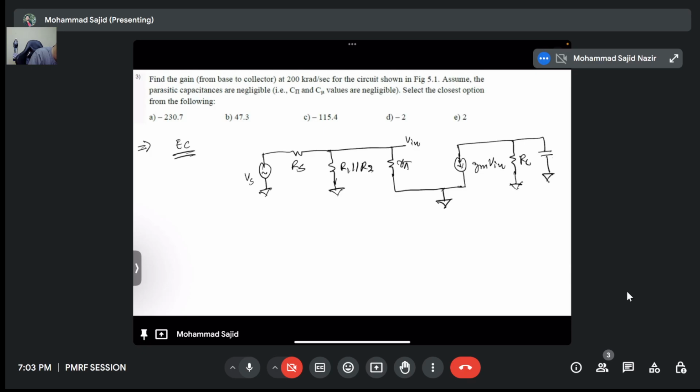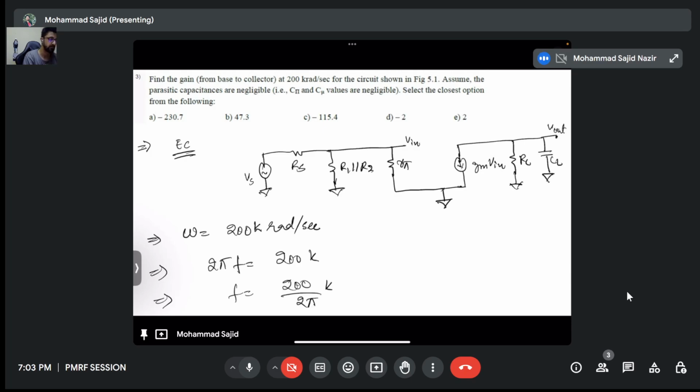Look here, I just used CL and I shorted the other capacitances, because what is the value of omega given here? 200 kiloradian per second. That means 2 pi f is 200 kilo. That means f is 200 by 2 pi kilo, and this will be equivalent to 200 divided by 2 divided by 3.14, that is 31.84 kilohertz. So this is greater than 11 hertz, right? What was the 11 hertz? From the first question, 11 hertz was the lower cutoff frequency. So the frequency is greater than 11 hertz, so the input capacitance will be shorted.